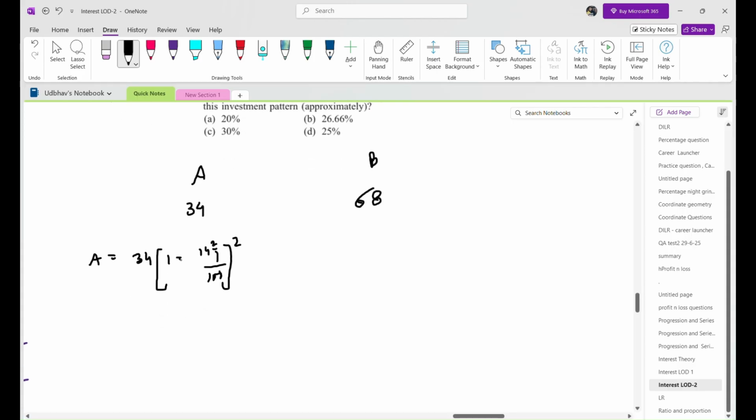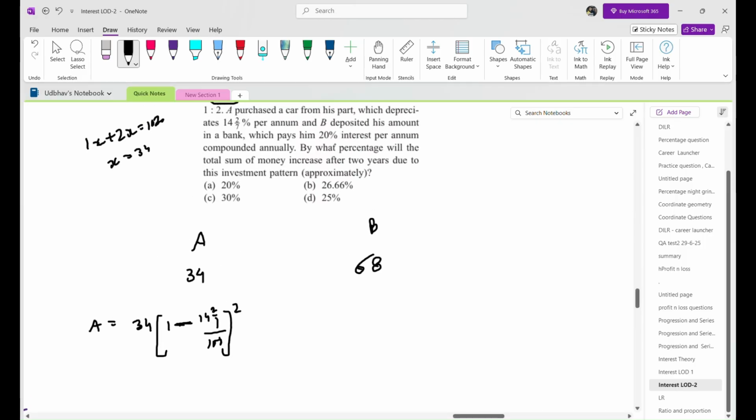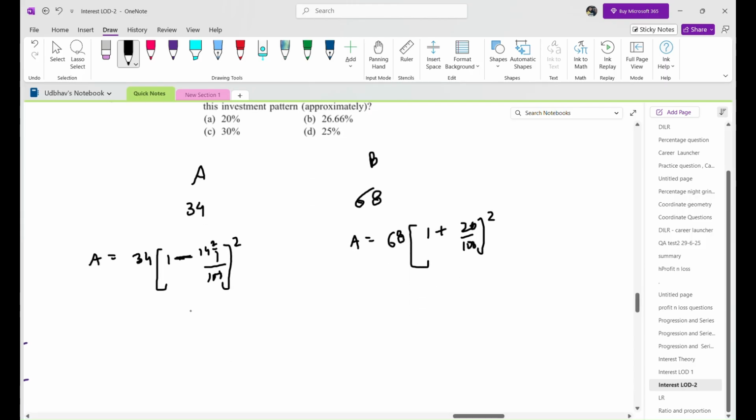This is a simple formula for depreciated value. Simple basic formula. We used it many times. And B is getting 20% interest compounded annually. So B is getting on 68, (1 plus 20%) square.